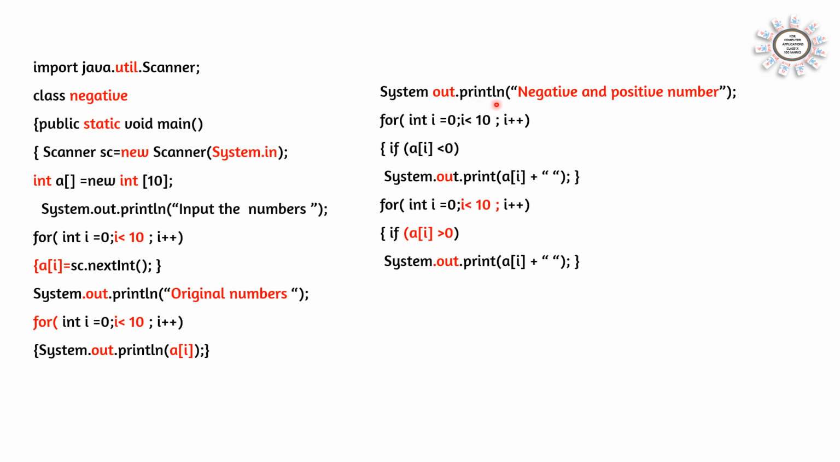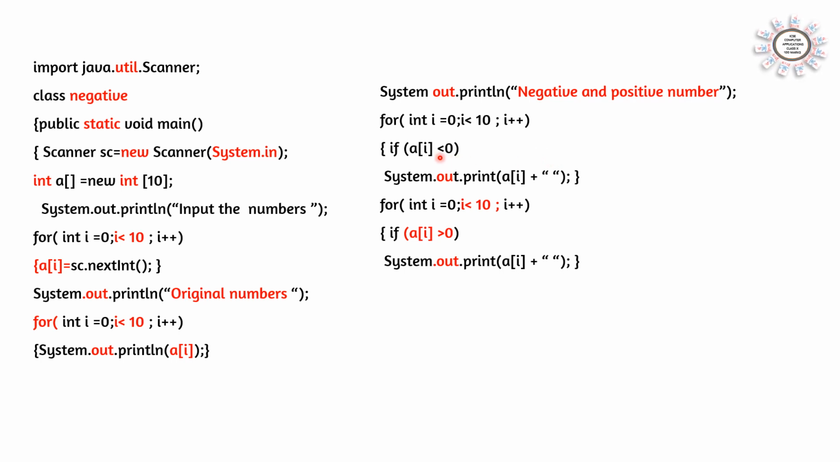First, we will start from the index number 0 to 10. I is equal to 0, I less than 10, I plus plus, and print only those elements which are negative. So here we are seeing if A of I is less than 0, that means if it is a negative number, print it with space. Don't print the positive number.